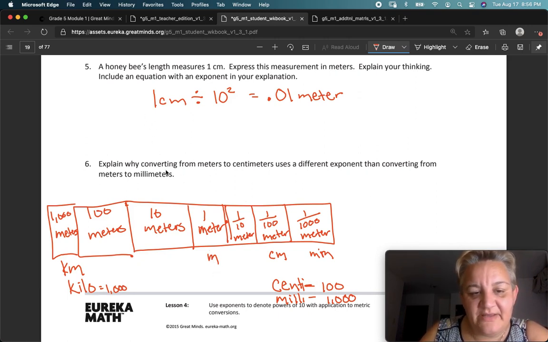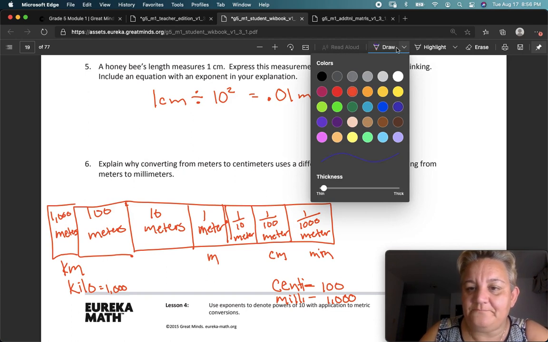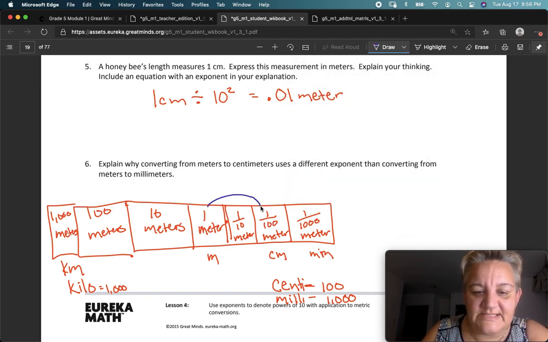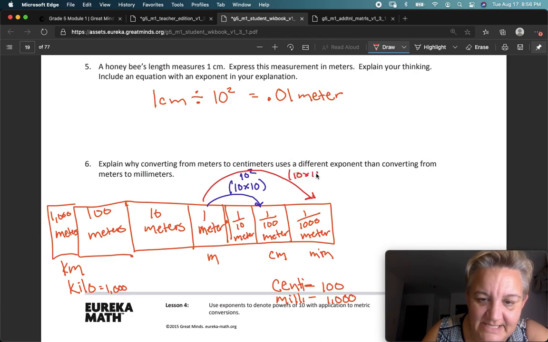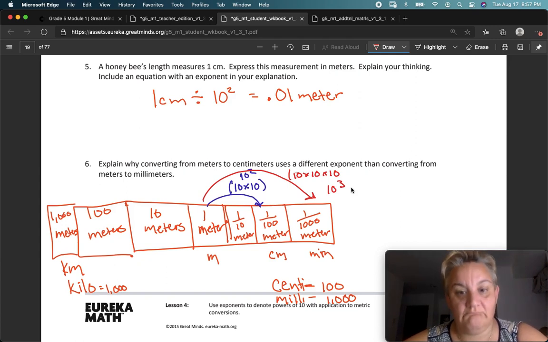Okay, so explain why converting from meters to centimeters uses a different exponent than converting from meters to millimeters. So if I'm converting from meters to centimeters, how many spaces am I going? 1, 2. So that's 10 times 10, or 10 squared. If I'm converting from meters to millimeters, that's 10 times 10 times 10, or 10 cubed. Okay. I think a place value chart helped there a little bit.